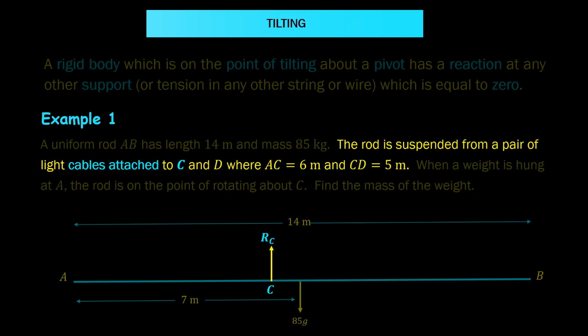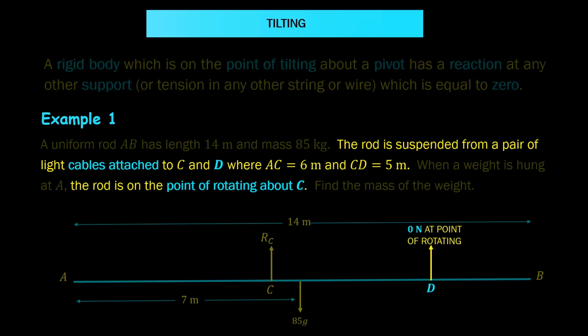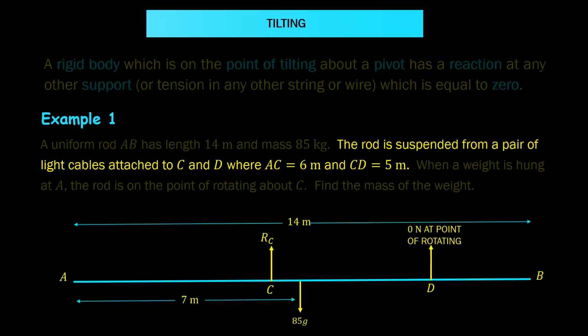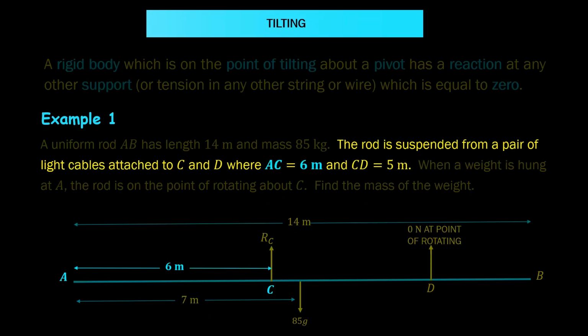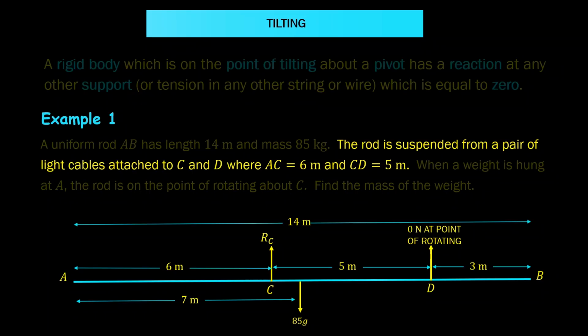Now the rod is suspended from a pair of light cables attached to C, as shown here, and D, as shown here. And since the rod is on the point of rotating about C, the reactionary force at D is 0 newtons. The distance AC is 6 meters, as shown, and the distance CD is 5 meters, as shown here. Therefore, the distance DB is 3 meters.